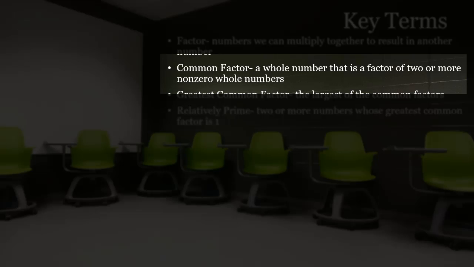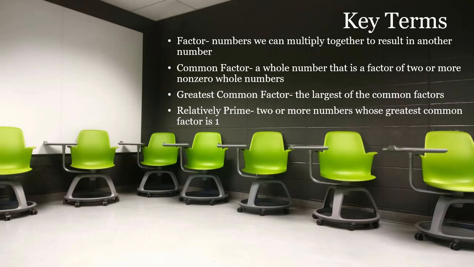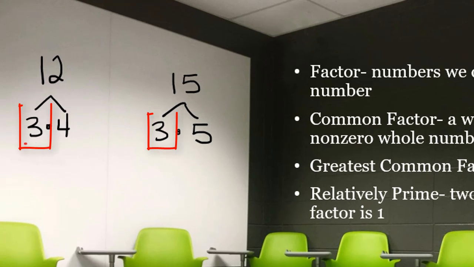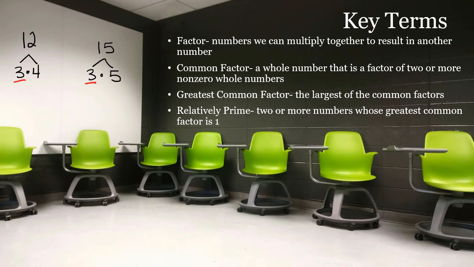Common factor, a whole number that is a factor of 2 or more non-zero whole numbers. For example, 3 would be the common factor between 12 and 15.